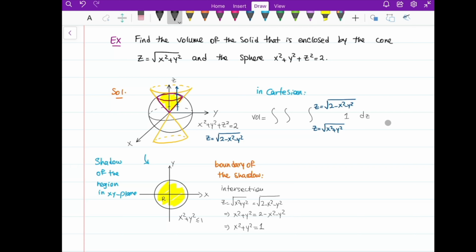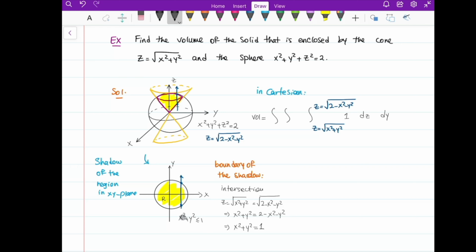Okay, I'm going to find the bounds for this. I'm going to start with dy first. So I'm going to graph a line parallel to the y-axis. This is the lower bound, this is the upper bound. So the lower bound lies on this part, which is what?